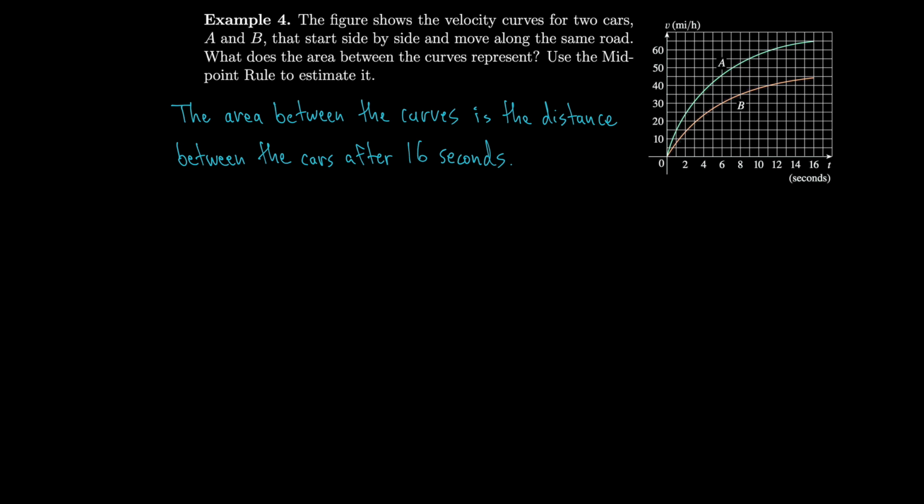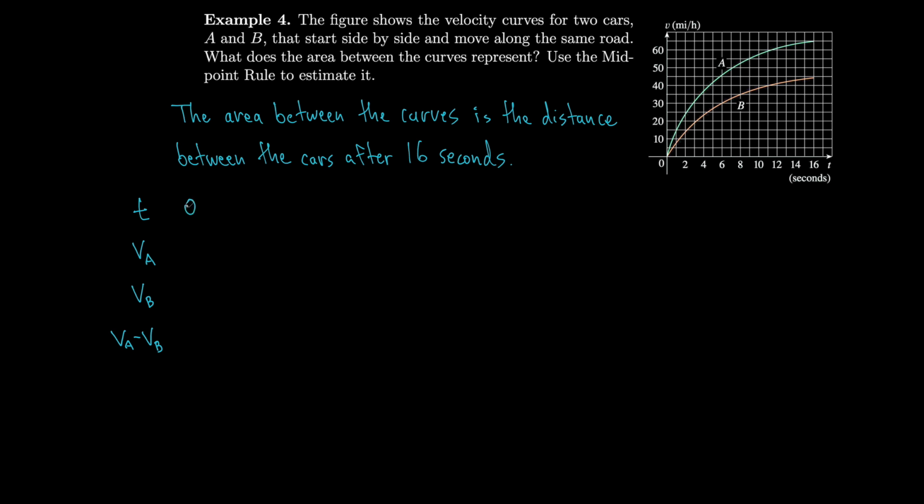Let's now use the midpoint rule to estimate our distance between the cars after 16 seconds. Notice that time is in seconds, velocity is in miles per hour. Again, we want to convert miles per hour to match up with seconds. When we convert hours to seconds, we'll get velocity values way too small, so let's convert velocity to feet per second. So we'll make a table: time, velocity of car A, velocity of car B, and while we're here, let's get the velocity of the difference, because that's what we'll have to integrate.